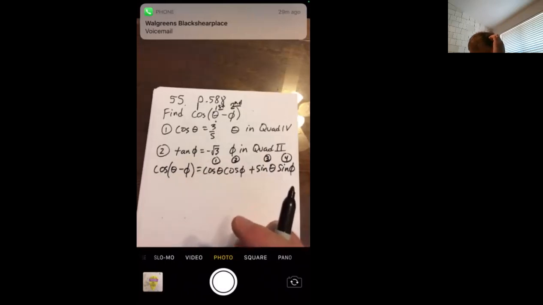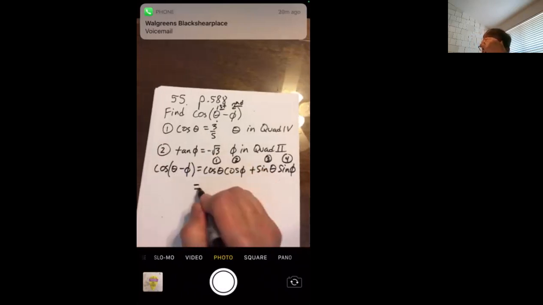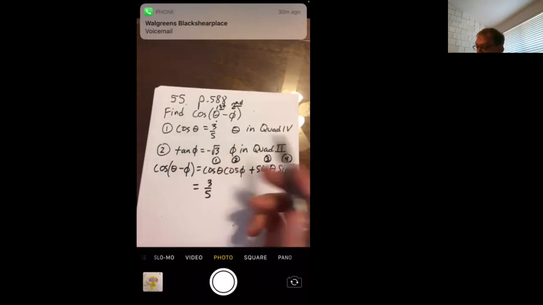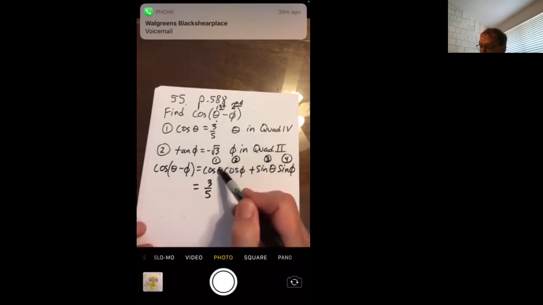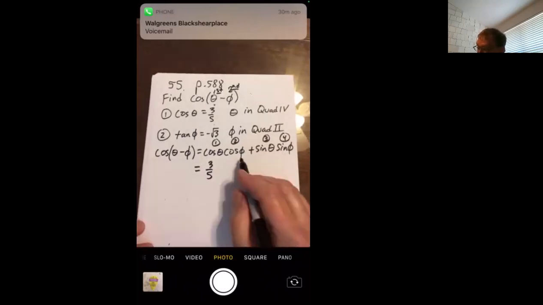Well, piece 1 is easy. It's 3/5. But the rest of them are not going to be near as easy. We got to puzzle out the rest of them. But I always look over the whole thing for easy ones. And so a cosine theta is 3/5, 3/5. Plug and chug right in. But now we got to draw triangles for the rest of it.